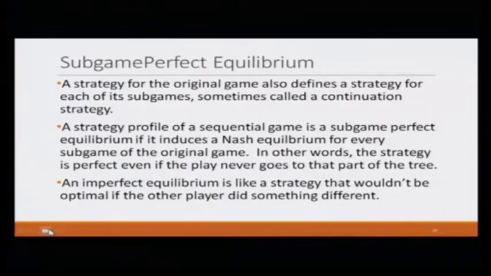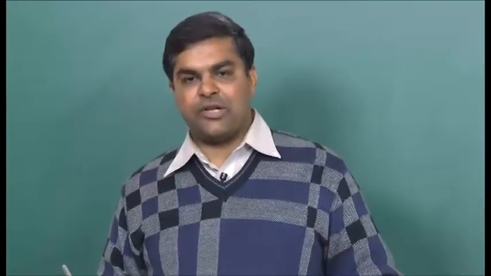So, in other words, the strategy is perfect even if the player never goes to that part of the tree. An imperfect equilibrium is like a strategy that would not be optimal if the other player did something different. Remember, we talked about mistakes. What if a player makes a mistake? In that case, if a strategy profile is a subgame perfect equilibrium, no problem. But if a Nash equilibrium is not a subgame perfect equilibrium, then you would not get the optimal result.